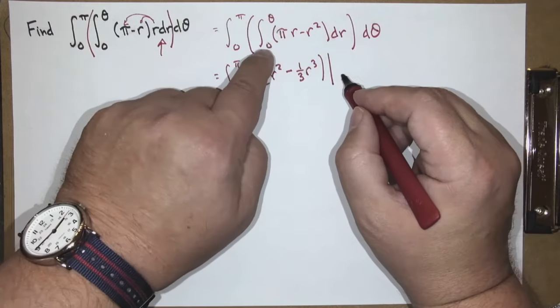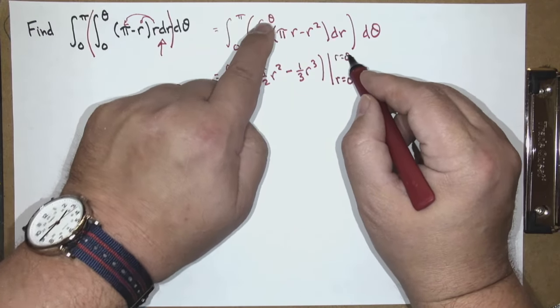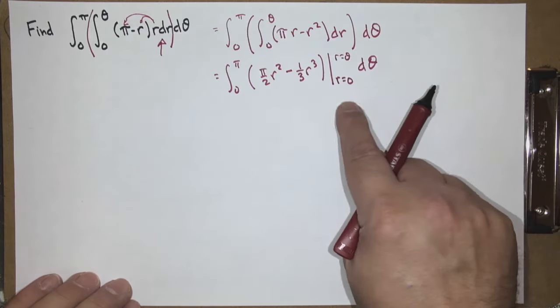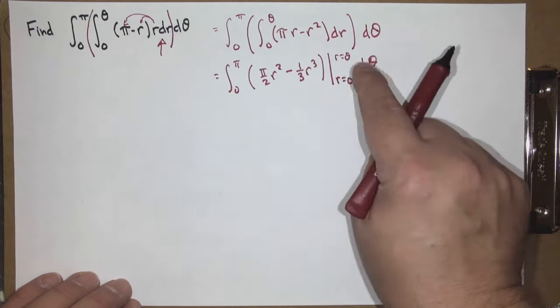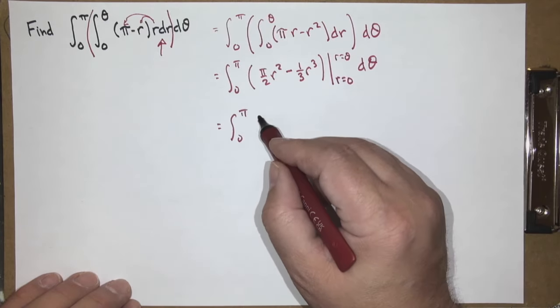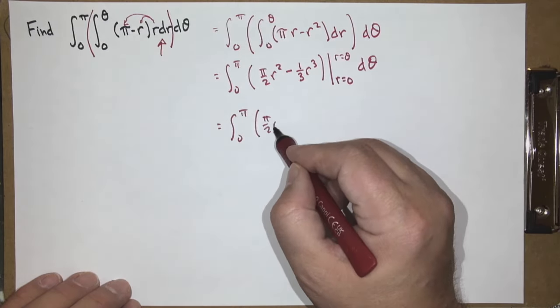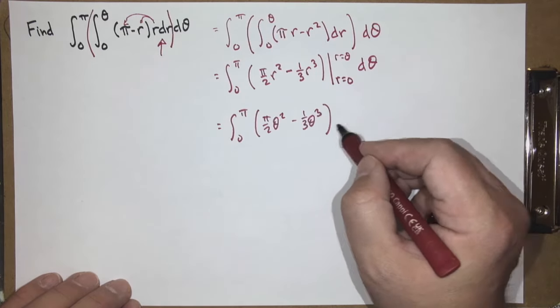And I like to say I'm evaluating r. So r equals 0, r equals theta. When you plug in r equals 0, what comes out? 0. Good. So we just really need to plug in theta. So 0 to pi of pi over 2 theta squared minus 1/3 theta cubed, d theta.